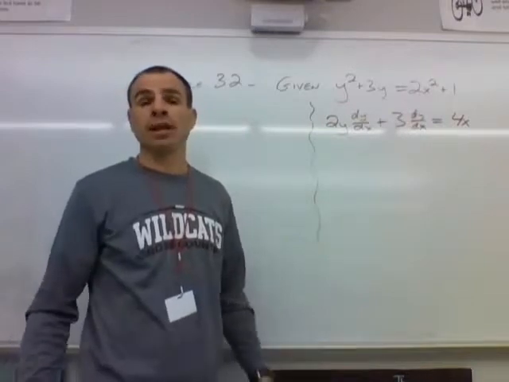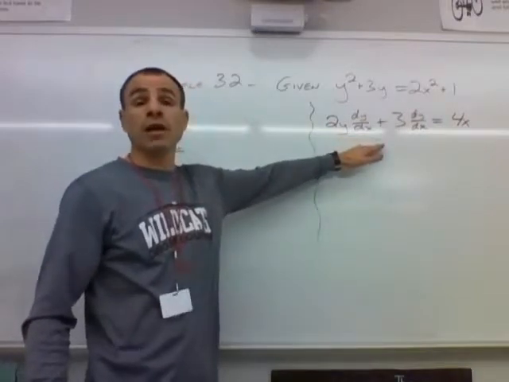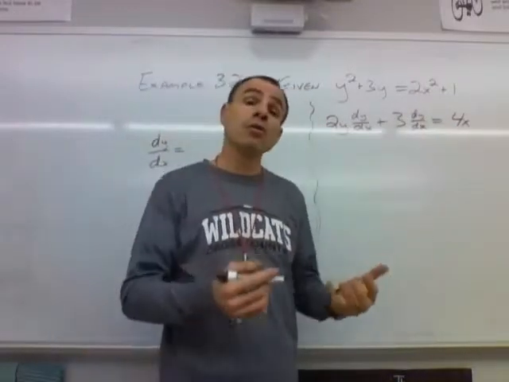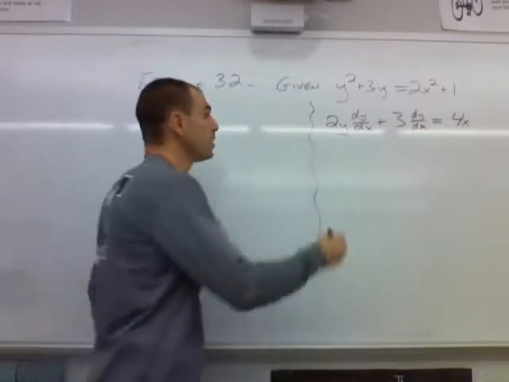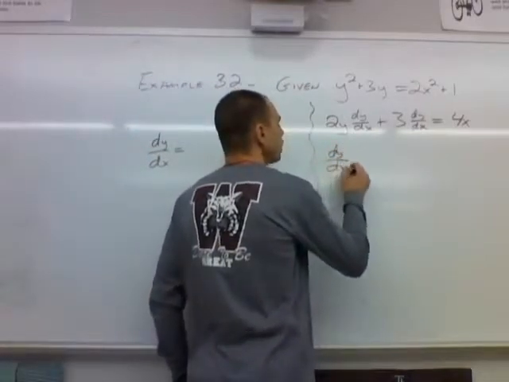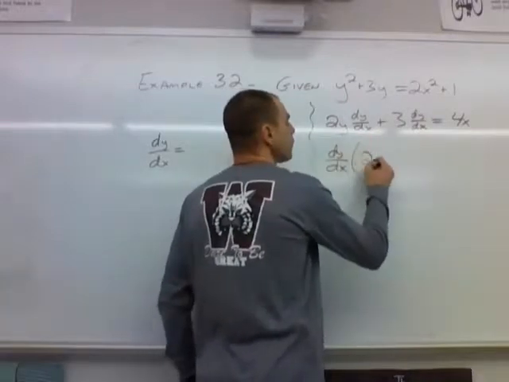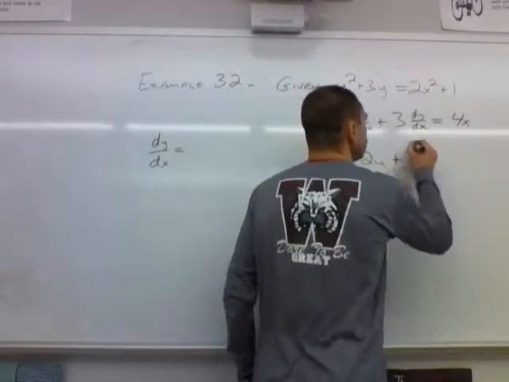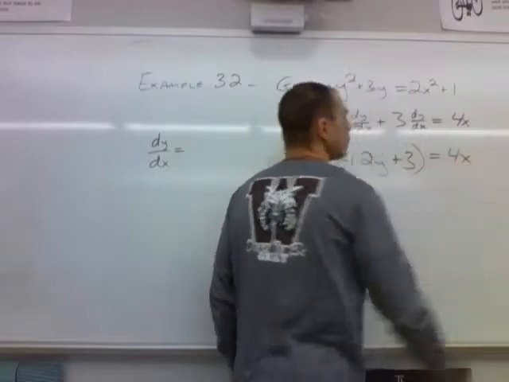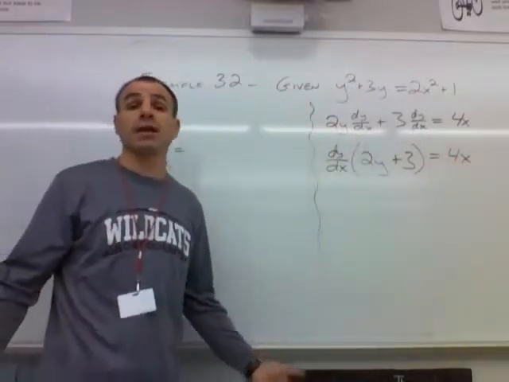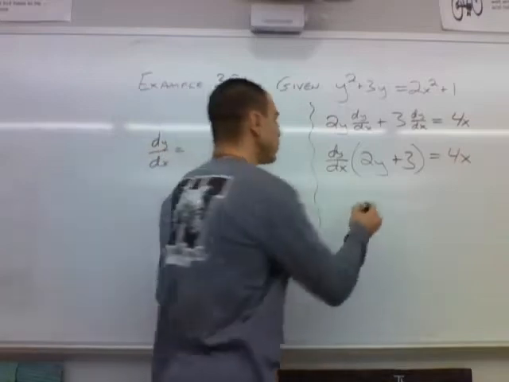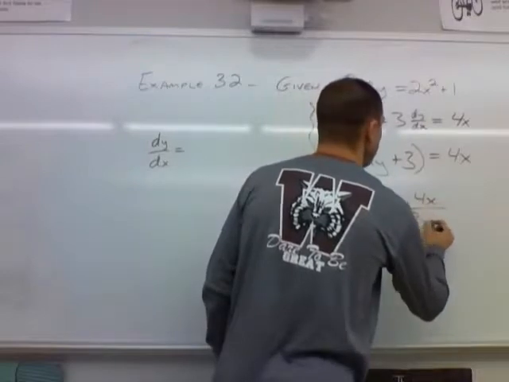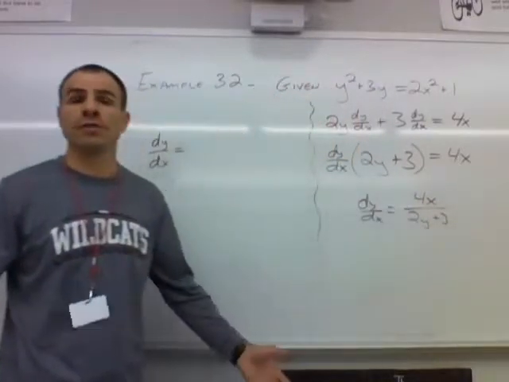Now we've got to solve for dy/dx. We have the two dy/dx terms on one side and the non-dy/dx term on the other side, so we don't need to do any moving around. We can go right to factoring out that dy/dx. So we have dy/dx, and then we have 2y left over in the first term, and plus 3 left over for the second one, and that's still equal to 4x. Now we can solve for dy/dx by division. So dy/dx is equal to 4x over 2y plus 3. There's our first derivative. Not too bad.